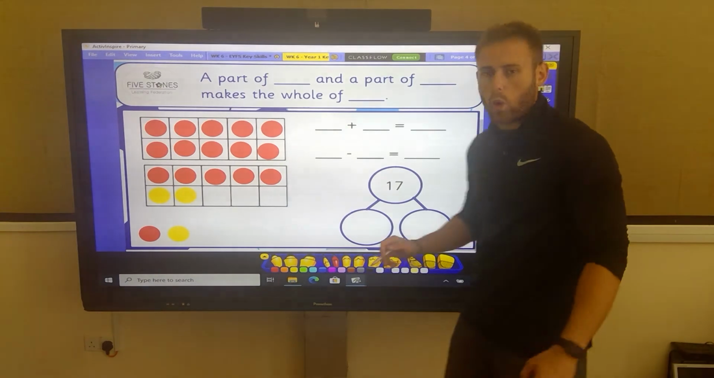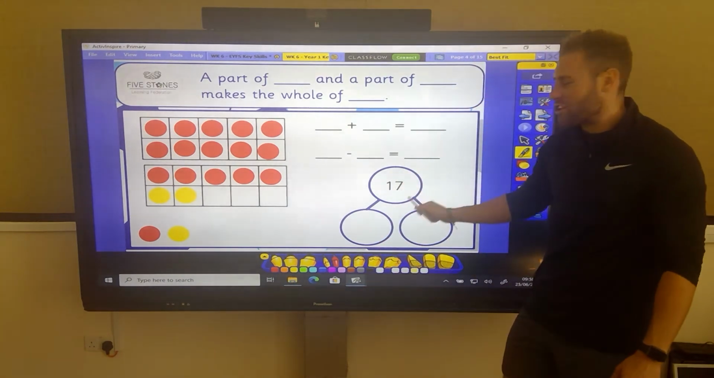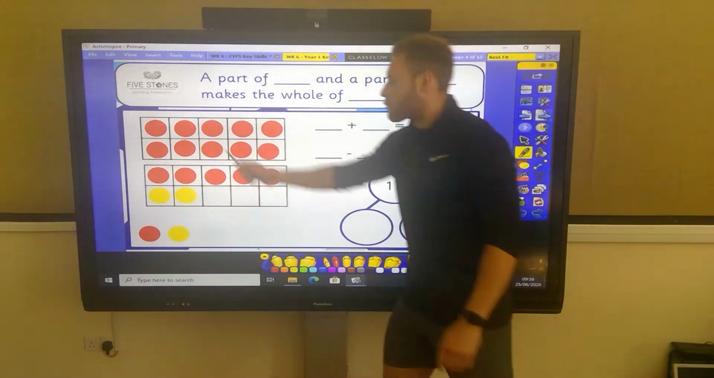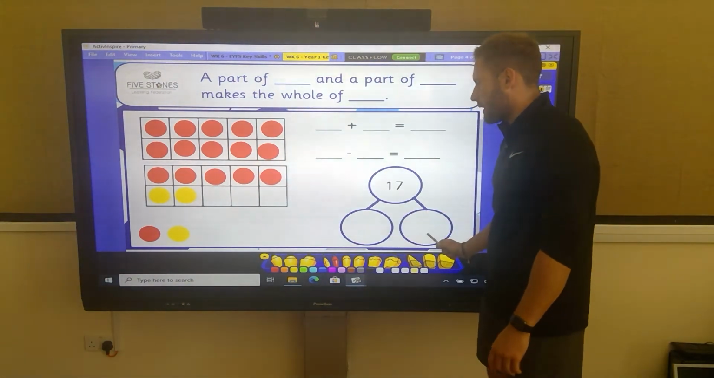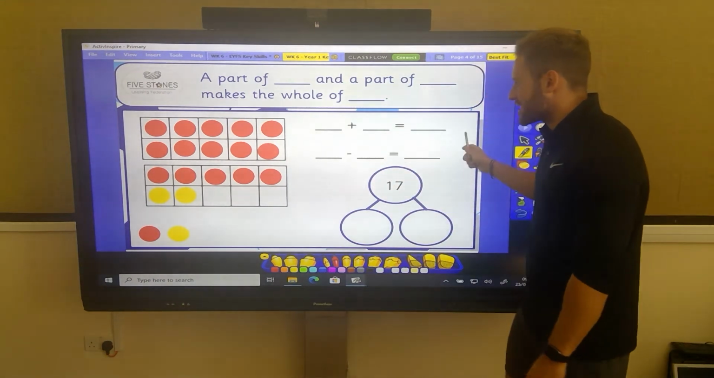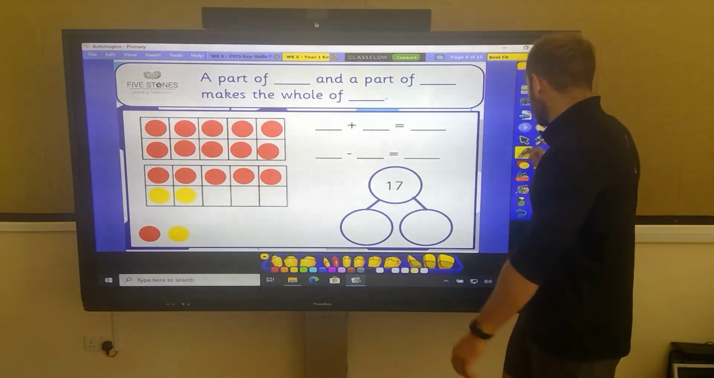Right, so what whole did we have? Yes, we've got 17. I've kindly given it to you here. And we are going to figure out now what our red part is and what our yellow part is. And then once we have those, we're going to put them into an addition sentence, but also a subtraction sentence as well. Are we ready?